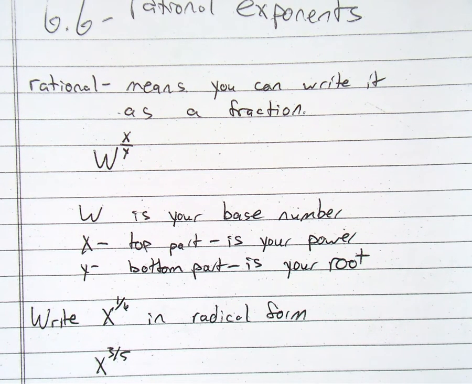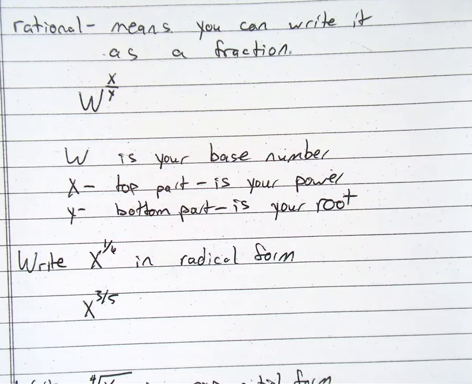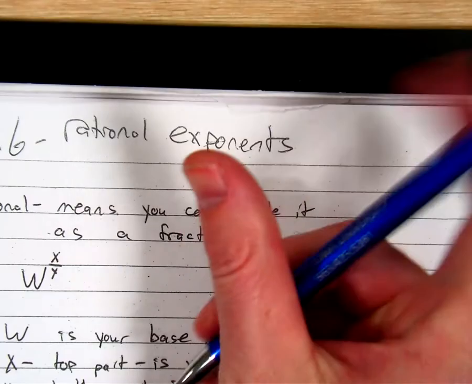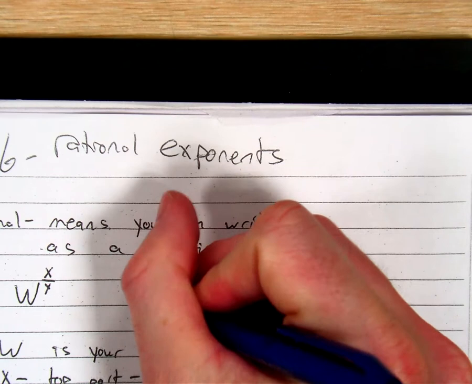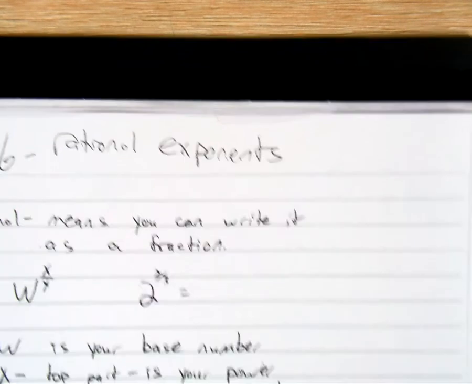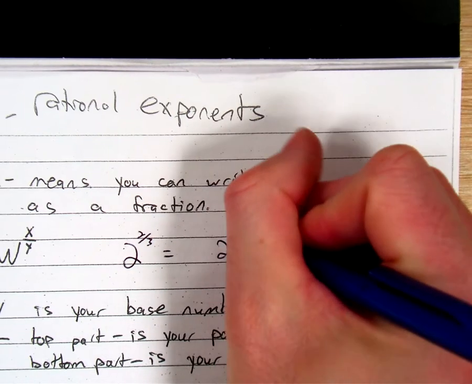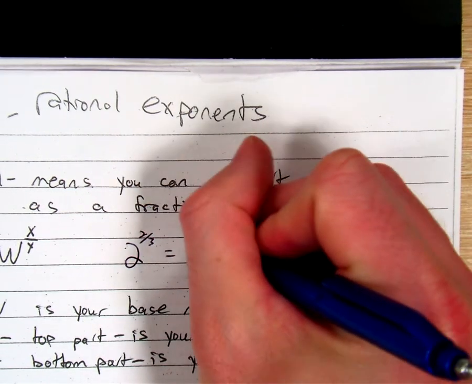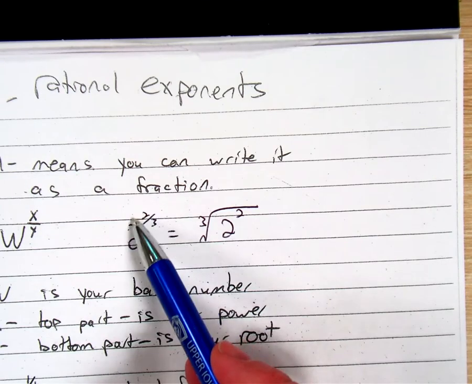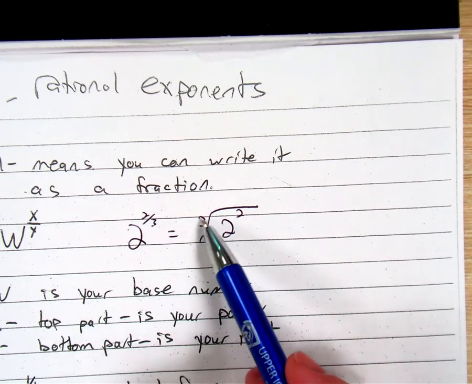So the top part is your power, and the bottom part is your root. So, let's just have one here. If I had 2 to the 2/3, that's like having 2 squared and then a cube root. So if you want to separate those out individually, the top one is your power, the bottom one is your root.